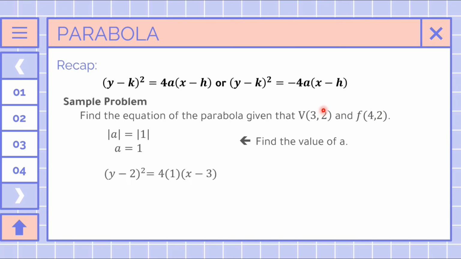And then, let's try to substitute lang. Y minus 2 squared is equal to 4, which is, eto, copy lang natin to. Times lang natin yung na-solve natin na A, which is 1, and then times by x minus 3. So, by simplifying, we'll have y minus 2 squared is equals to 4 times the quantity x minus 3. And this is the standard equation of our given parabola.